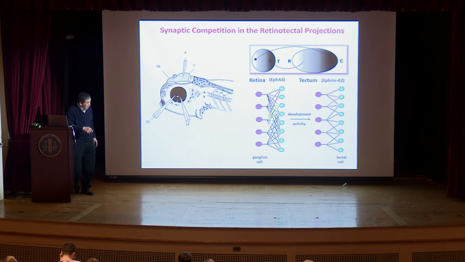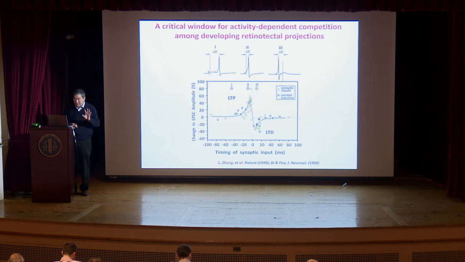From the early retinal tectal synapses, highly diffuse, even though there's a gradient, activity would reshape them into a more refined point-to-point topography, point-to-point connections. And by looking at this refinement process, we found that the Hebbian learning rule is not quite exact.